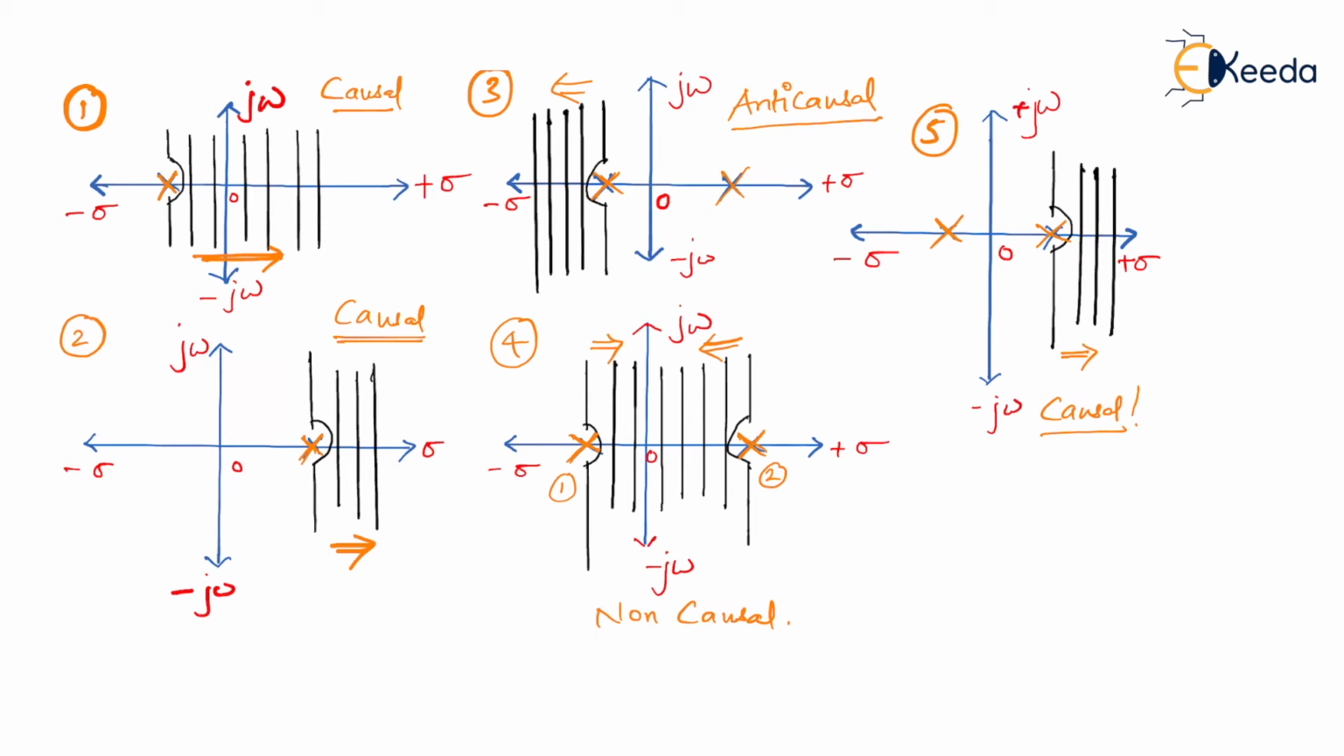So please understand, it doesn't matter how many poles are there, it doesn't matter where the poles are located. What matters is the orientation of the ROC with respect to the pole, right? I'm sure you have understood how to identify the causality of the system based on the ROC. Now we shall see how to identify the stability of the system based on the ROC.